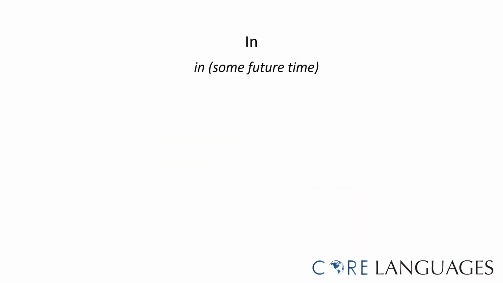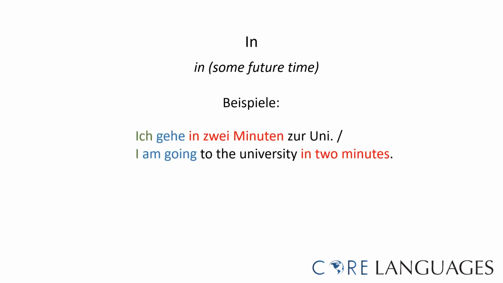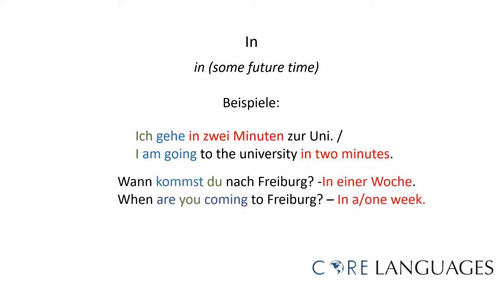The preposition in, if used as a temporal preposition, is used to express in some future time or in a future moment in time. Zum Beispiel, ich gehe in 2 Minuten zur Uni. I'm going to the university in 2 minutes. Or, wann kommst du nach Freiburg? When are you coming to Freiburg? In 1 week, in einer Woche.